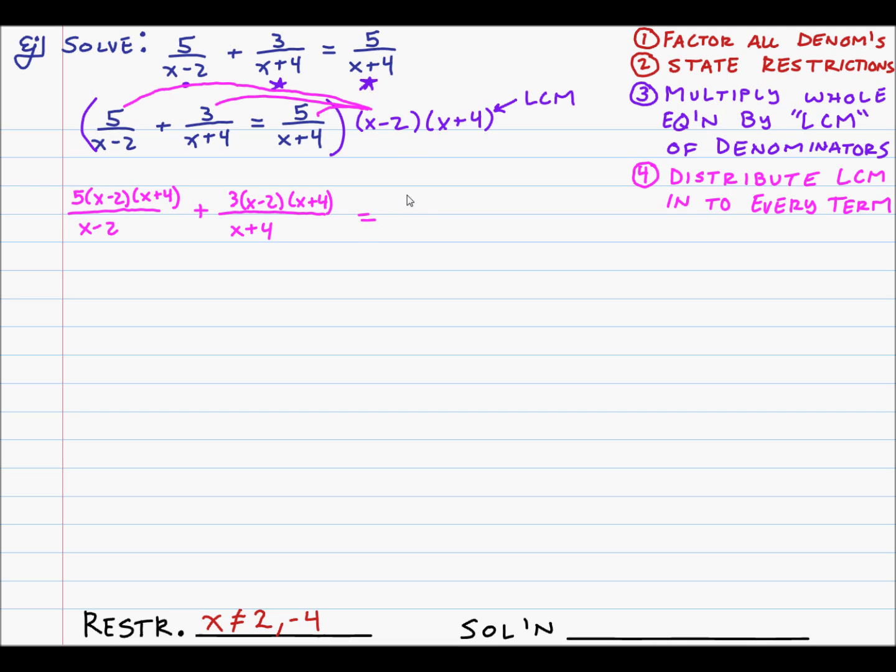And then finally on the other side, look very similar. It was 5 over x plus 4. We're going to distribute in x minus 2, x plus 4. So yes, right at this moment you are almost playing the role of a Xerox machine, albeit a very handsome, thoughtful, mathematically inclined Xerox machine, and you're copying down that LCM over and over again.